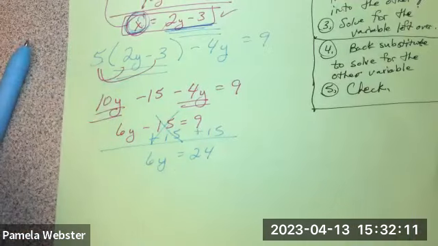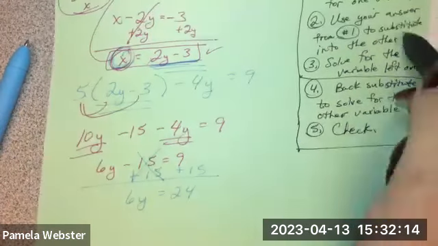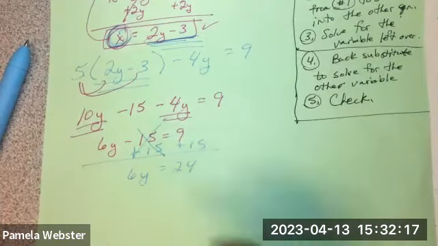And last but not least, solve for y, right? So step 3 was solve for the variable that's left over. That's what I'm doing here.